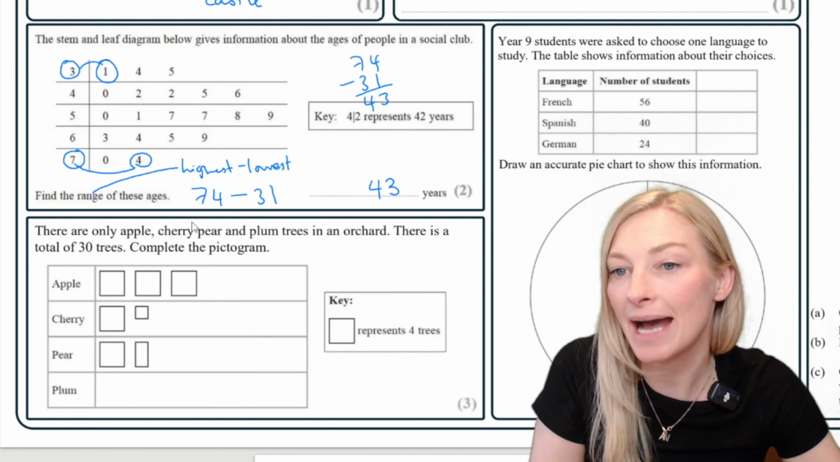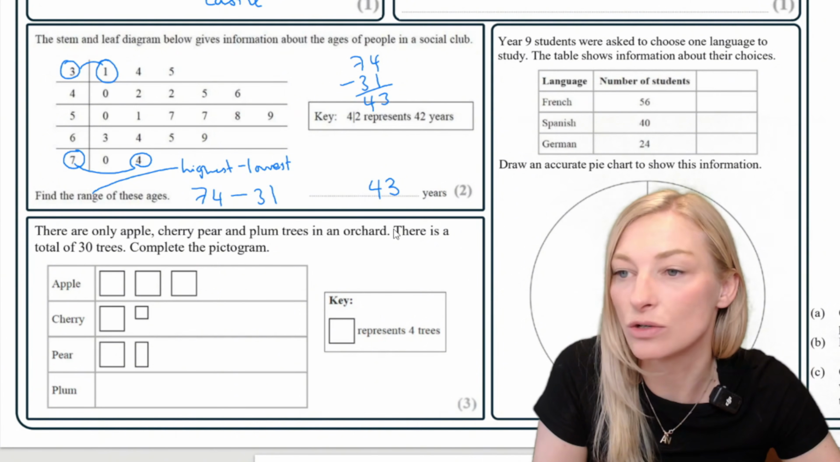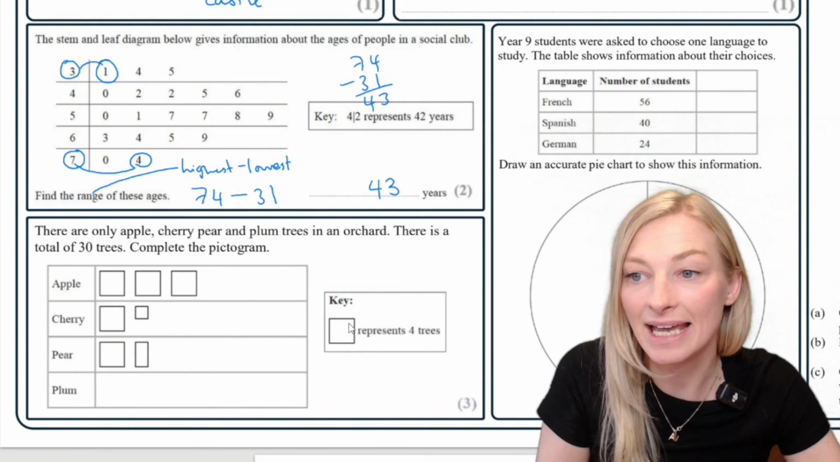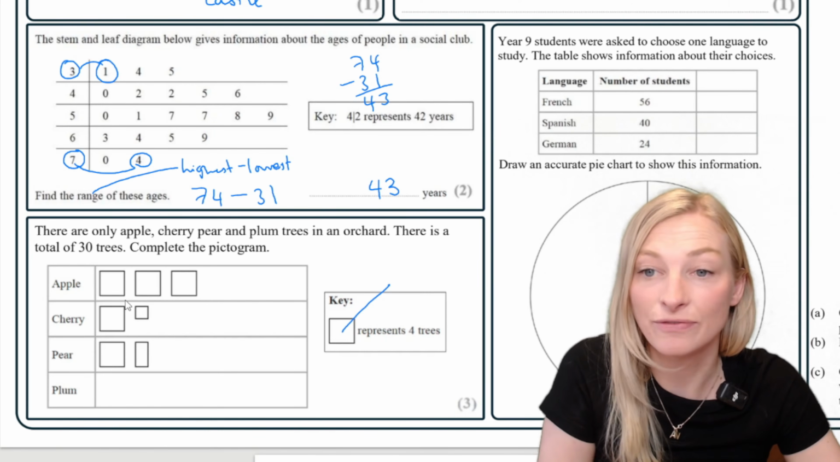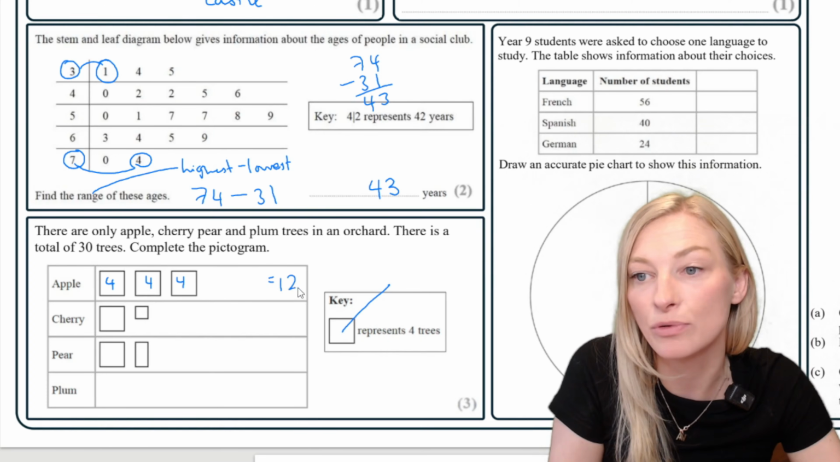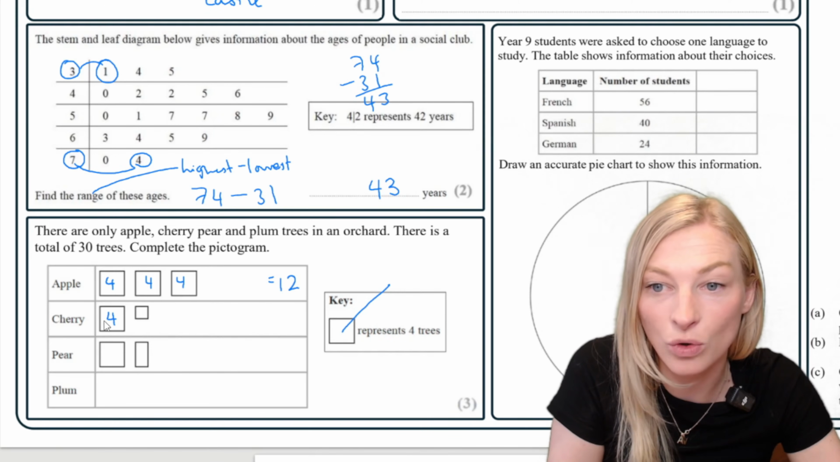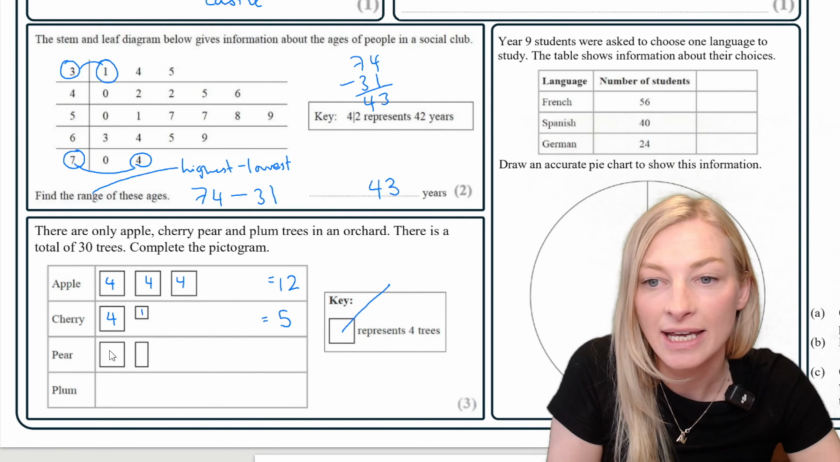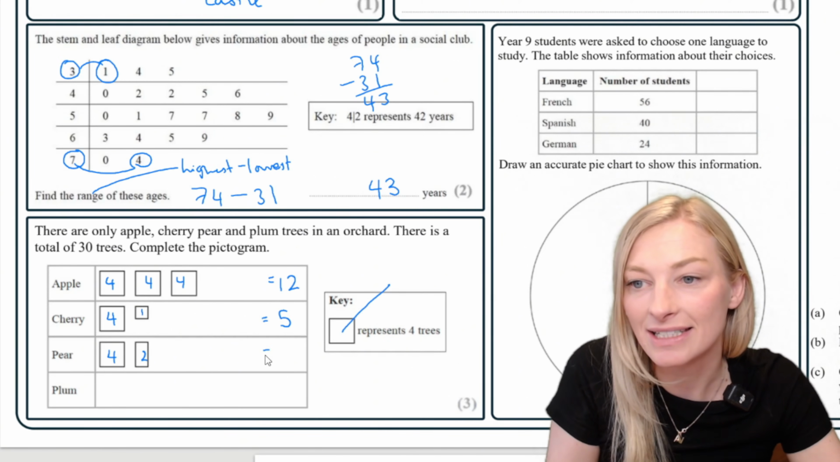Then there are only apple, cherry, pear and plum trees in an orchard. There is a total of 30 trees. Complete the pictogram. Here again, we can see that the key, this is 4. So that's 4, add 4, add 4. We have 12 apple trees. Here we have 4 cherry and 1, because it's just a quarter. So that's 5. Here we have 4 and 2, so that is 6.